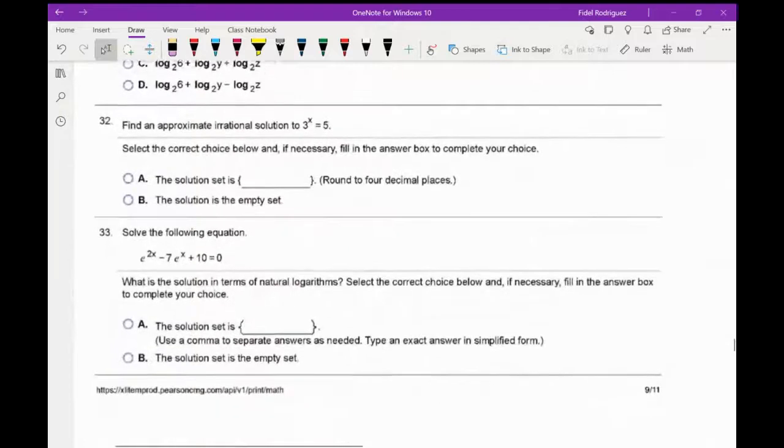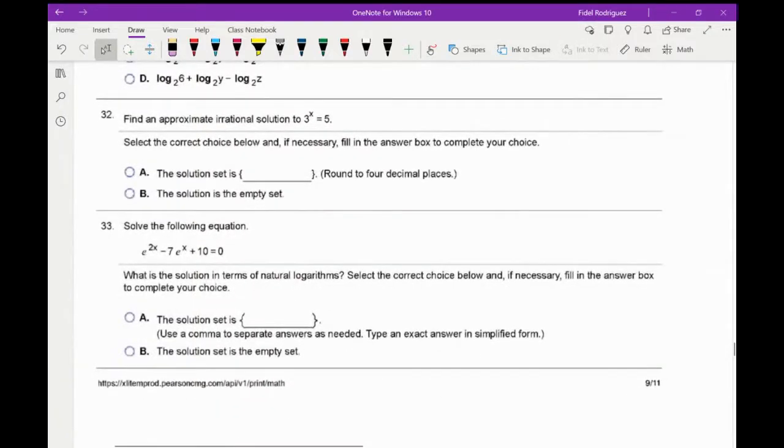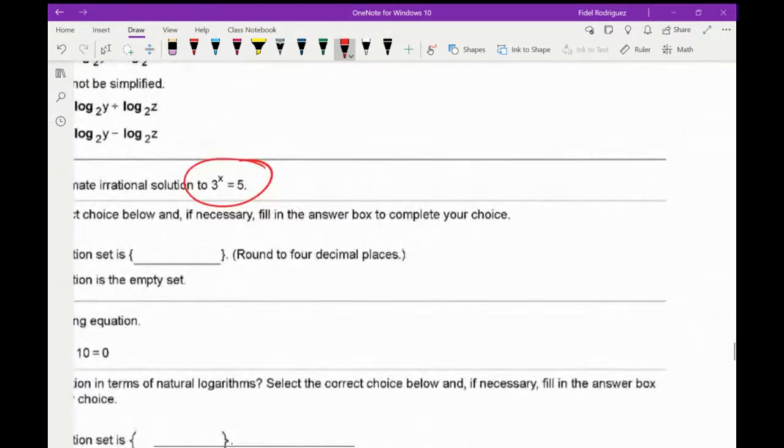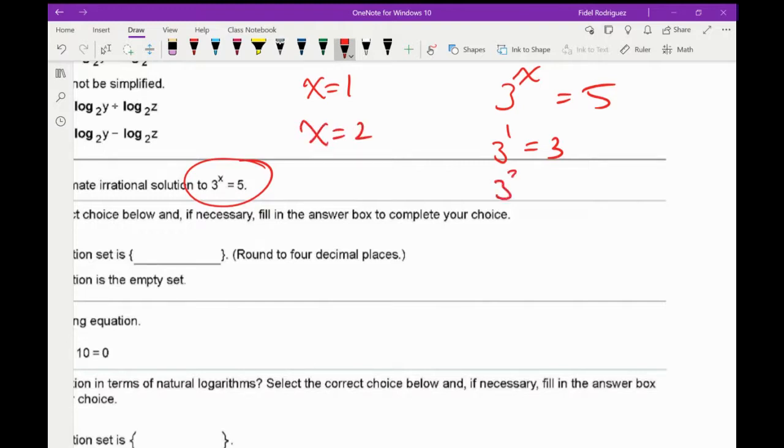So guys, 32 says find an approximate irrational solution to 3^x = 5. This here is what we call an exponential equation, because the variable appears as the exponent. So I want you to think about this equation for a minute. 3^x is equal to 5. If I were to say, let's plug in x = 1, well, 3 to the first power is just 3. And if I were to say, what happens if x is equal to 2? Well, 3 squared is 9, right?